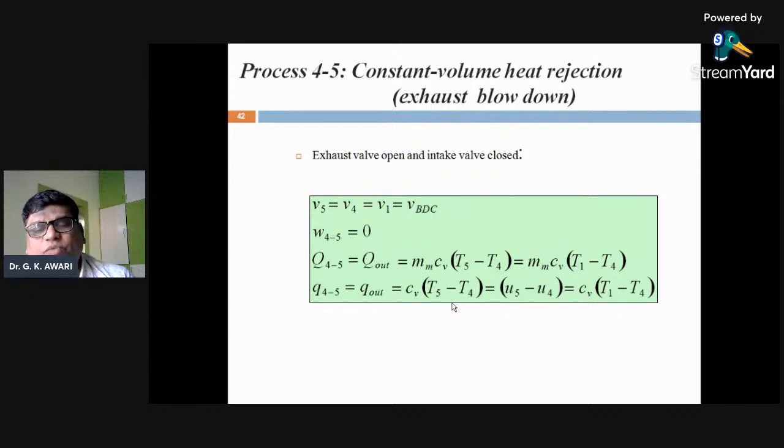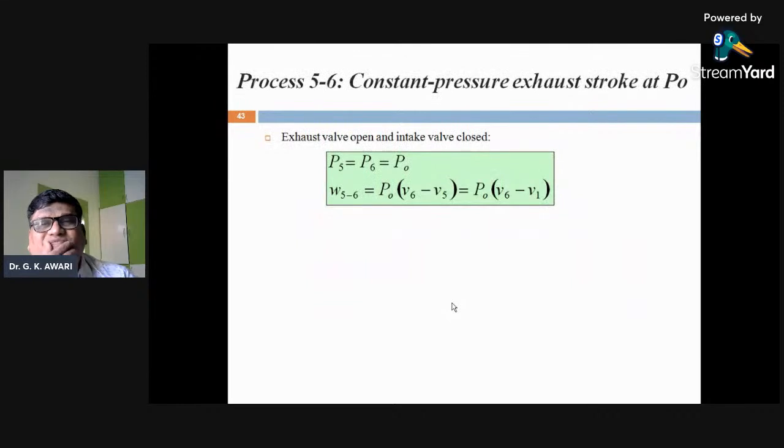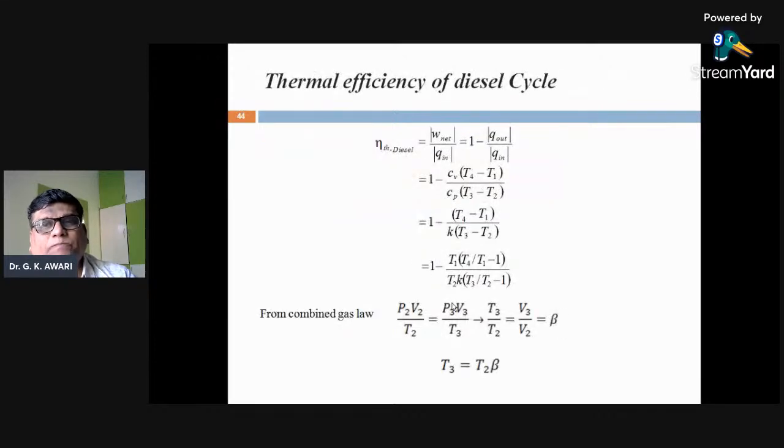So the exhaust valve is open and the intake valve is closed. Then the constant pressure exhaust stroke at PO. The exhaust valve opens and the intake valve is closed, that is P5 is equal to P6 is equal to PO. So work done 5 to 6 is PO (V6 minus V5), which is equal to PO (V6 minus V1). Then the thermal efficiency of the Otto cycle.